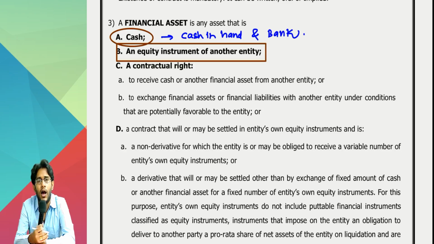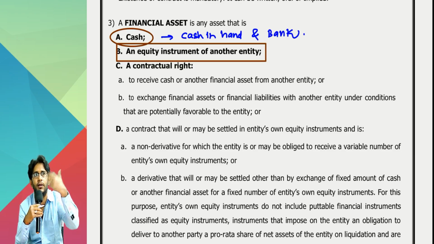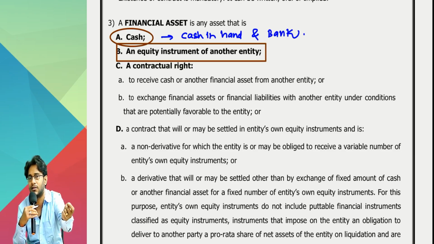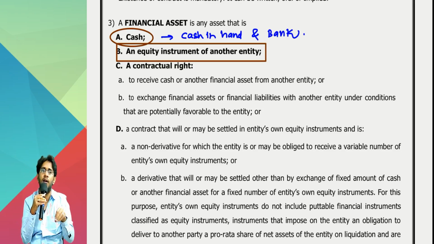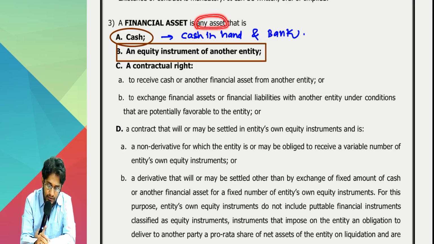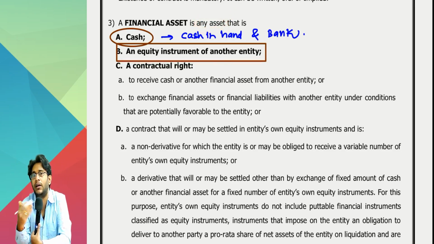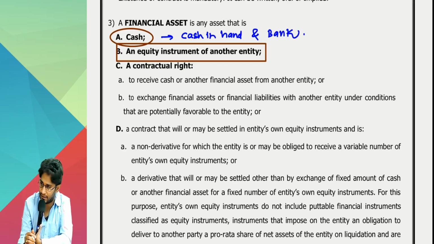Simple example, I purchased 1000 shares of Reliance Industries. Reliance Industries is some other entity, and if the shares of some other entity become my asset, then that asset is a financial asset. Because a financial asset is any asset, first of all, it should be your asset. And that asset should represent an equity instrument of another entity. If you are holding another entity's equity instrument, then it becomes a financial asset for you.